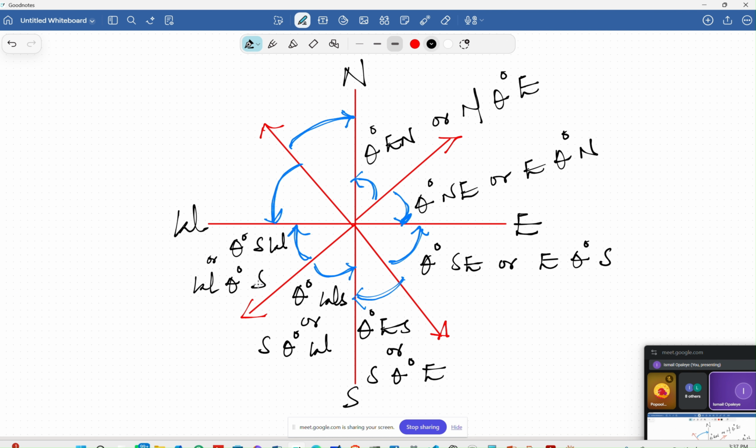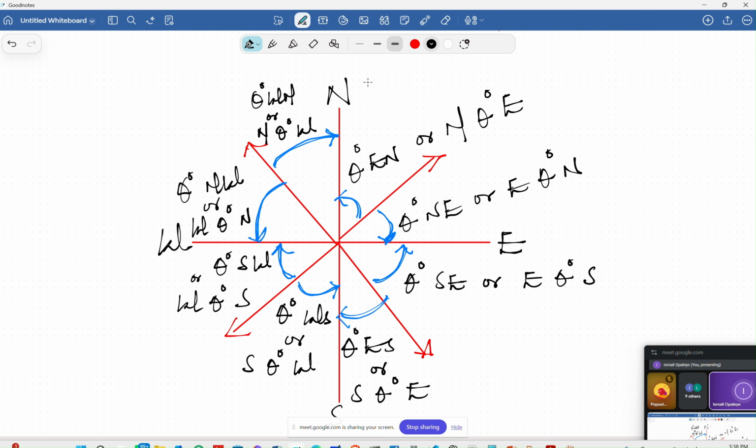So I said "or". And for this one, that's west to north. That will be theta degree north of west, or west theta degree north. And for this one, theta degree west of north, or north theta degree west. Do we understand this thing?